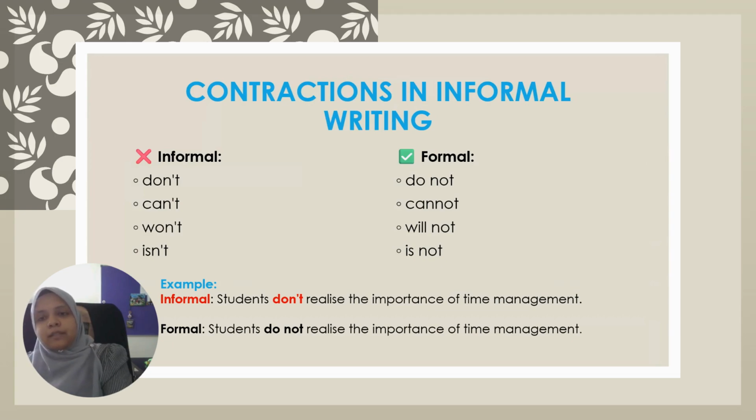Now, here are some examples of contraction being used in informal writing. The first one is the thing that I've explained just now, which is don't. And if we want to make it formal, we use it as do not. We also have can't, cannot. Won't should be will not. Isn't should be is not. All right.